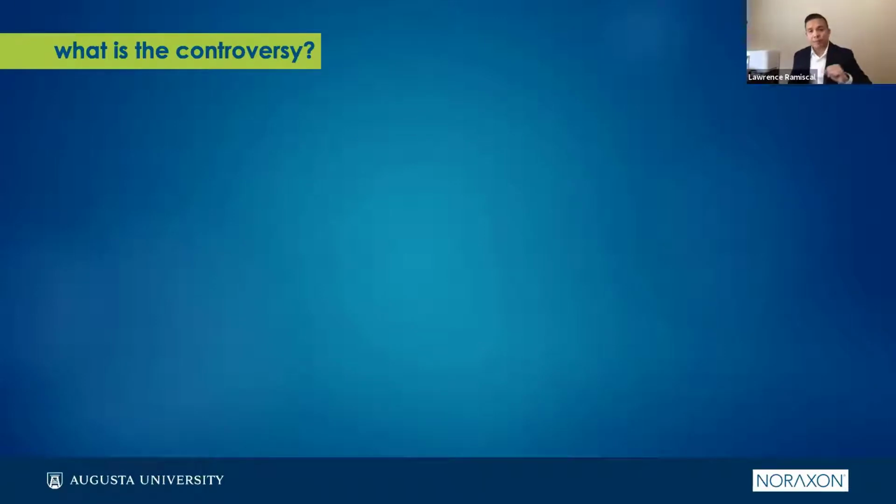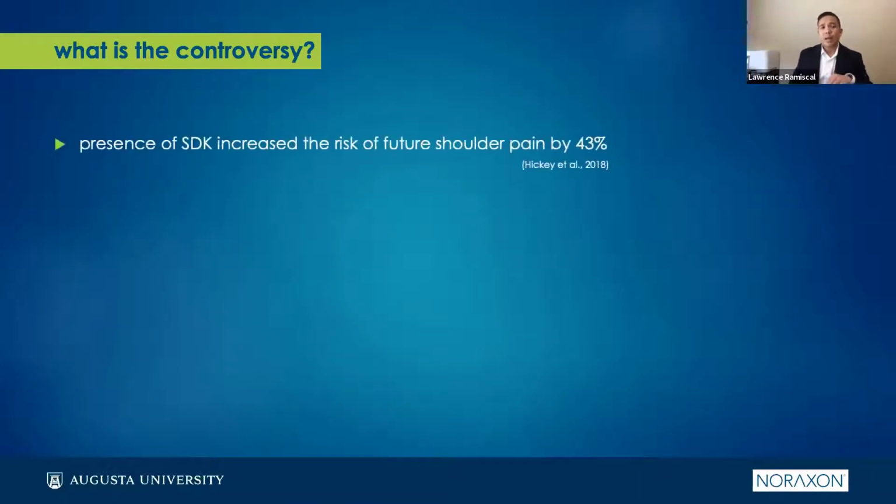Now, more recently, however, there is this other study, and here is their headline: it says that the presence of scapular dyskinesis increased the risk of future shoulder pain by 43%. Ooh, now we're talking, right? This is quite scary because we're talking about people who don't have shoulder pain yet, and it says that SDK can be predictive of somebody developing pain. And what's worse is that it can happen within 9 to 24 months from the time it was detected. Quite scary, right?